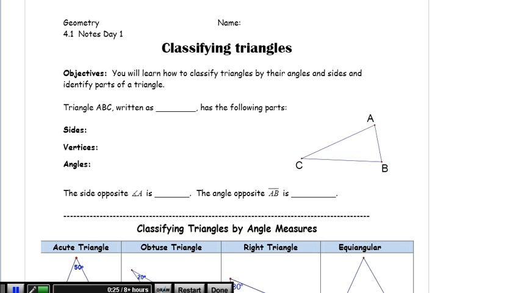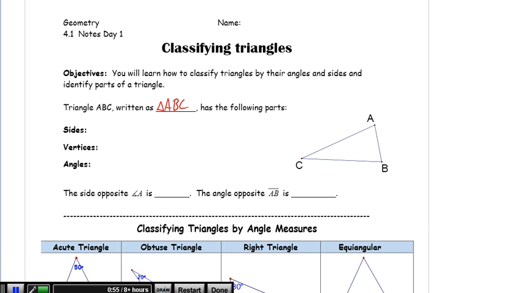So today's going to be mainly labeling sides and angles, making sure we know what everything's called in these three-sided shapes, these triangles. We're going to learn how to classify these triangles by angles and by sides, and then I'll also identify these parts. So look at this first triangle here on the right. Triangle ABC is written as triangle ABC, and that's how you're going to write it.